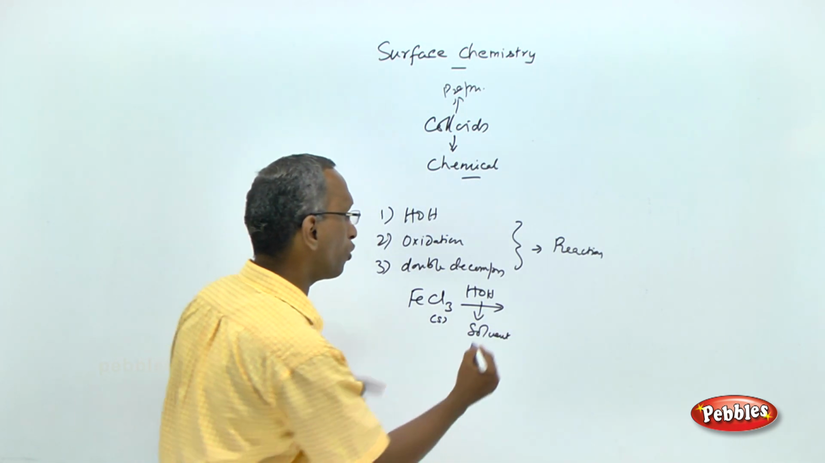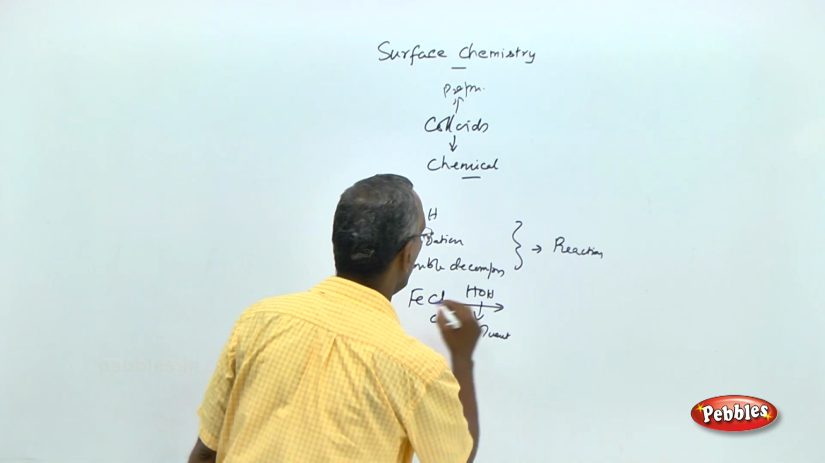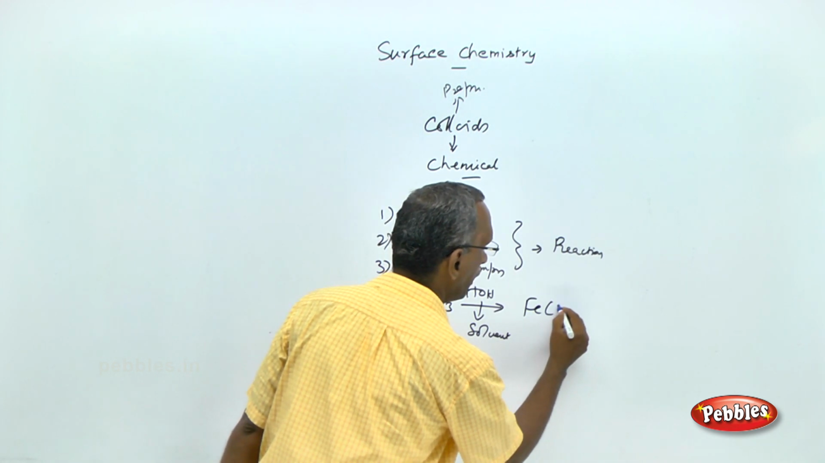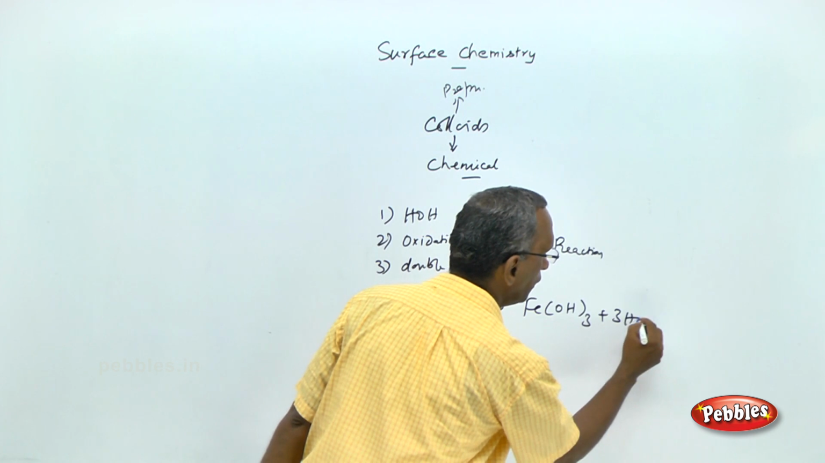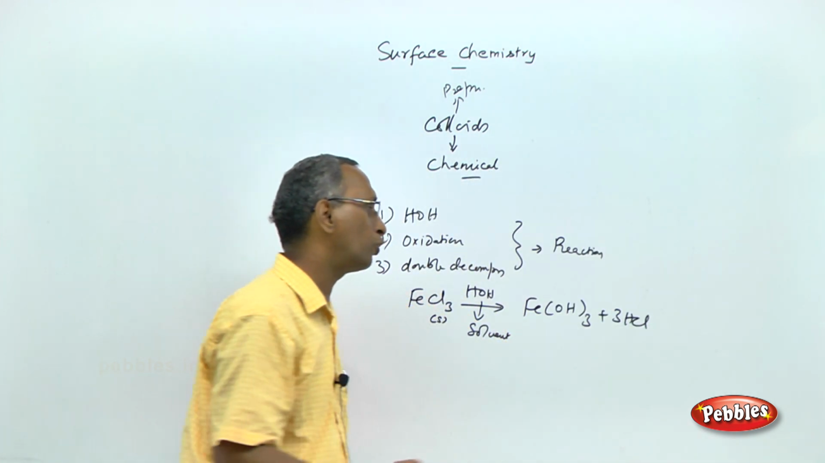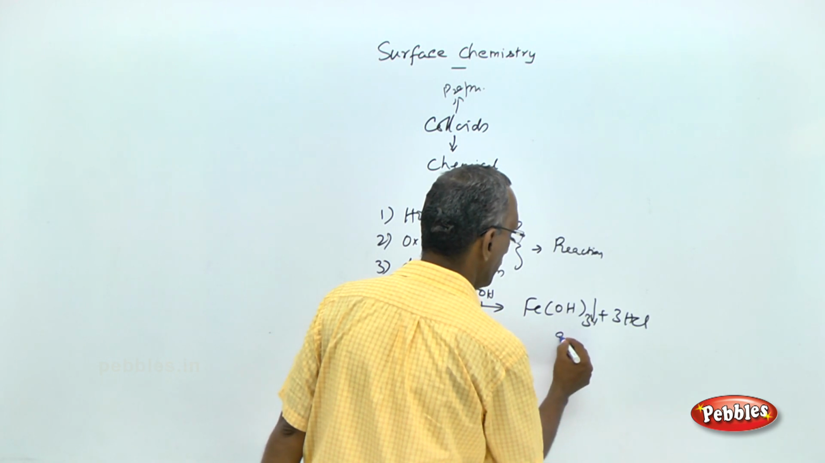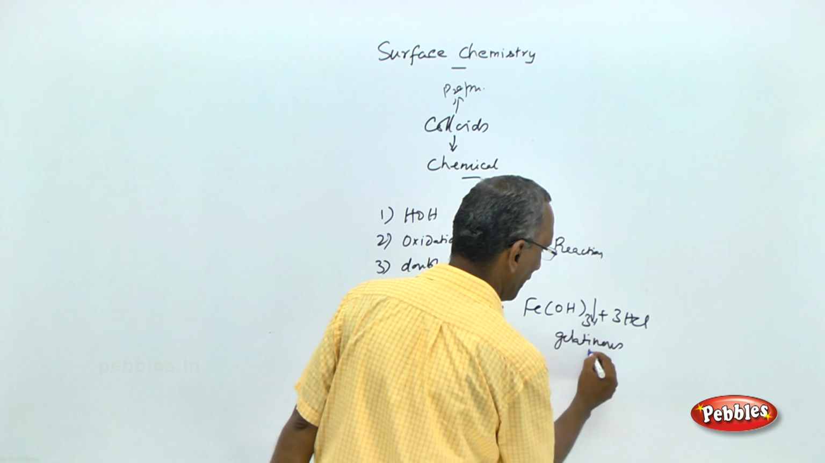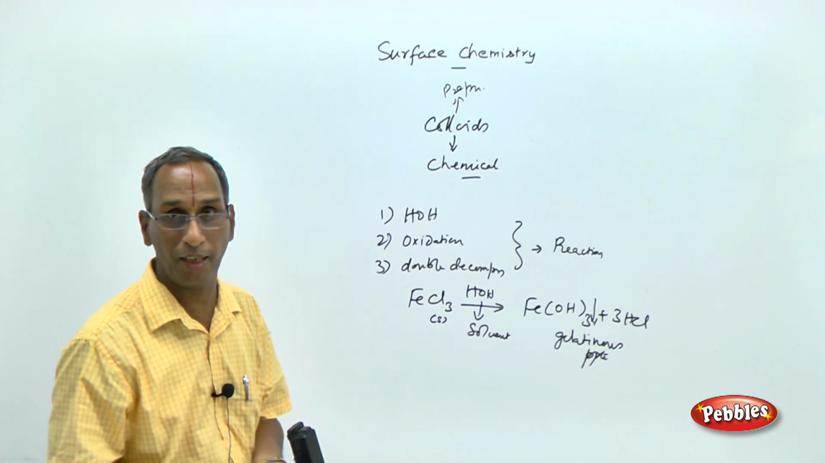So our aim is to dissolve, but it will not simply dissolve, because the ferric chloride will react with the water, forming ferric hydroxide, and 3 moles of HCl, hydrochloric acid, go into solution. This ferric hydroxide is called a gelatinous precipitate. This gelatinous precipitate is nothing but colloidal ferric hydroxide.